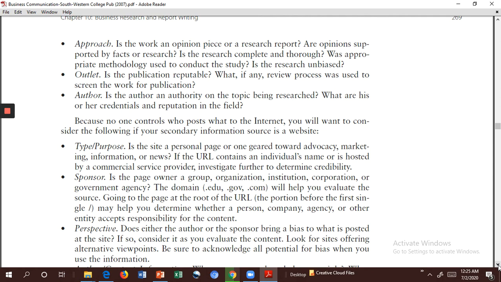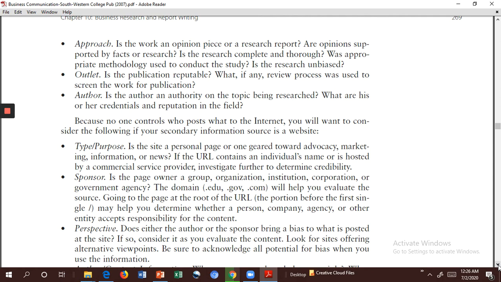So you have to consider the publication of the material, whether it has been published by a reputed publisher or not. That is also one of the important things you have to take into account. Then comes author.